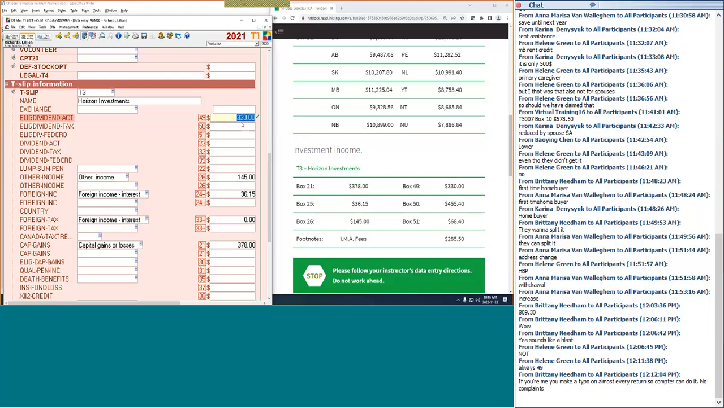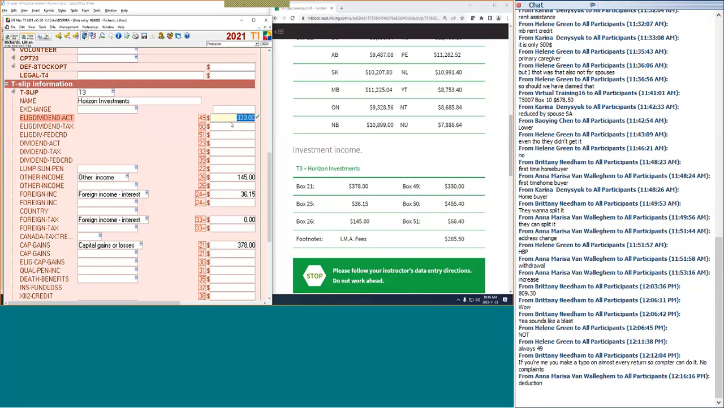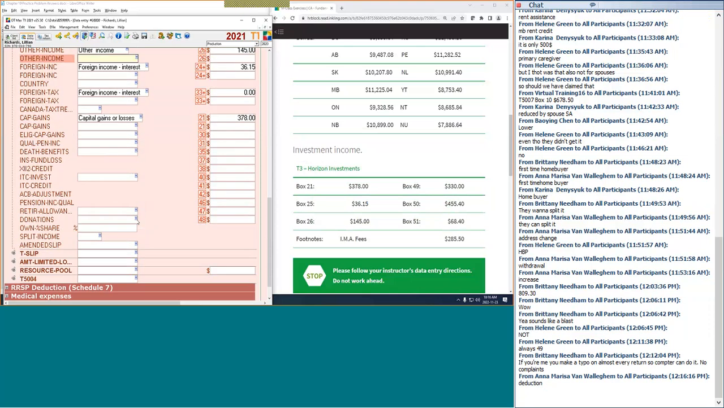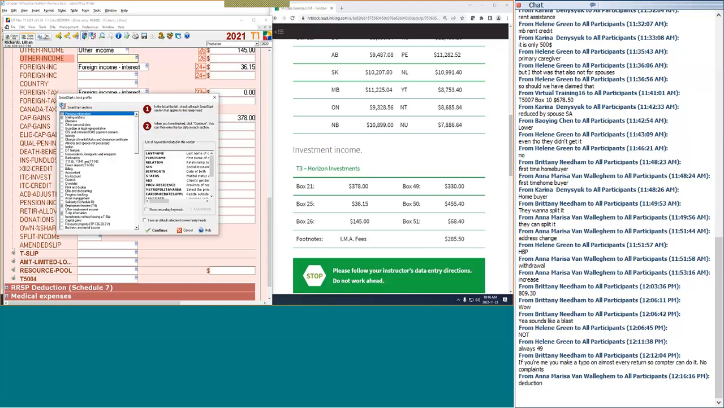I have to go find the IMA fees. So what can I do with IMA fees from a tax return perspective? It is a deduction. Here's the fun part. It's not on the slip. You're not going to find a footnote section on the slip. So what I have to do now is find the appropriate place for deductions.